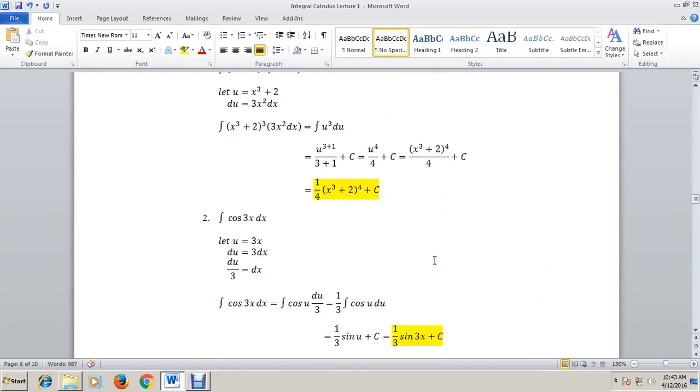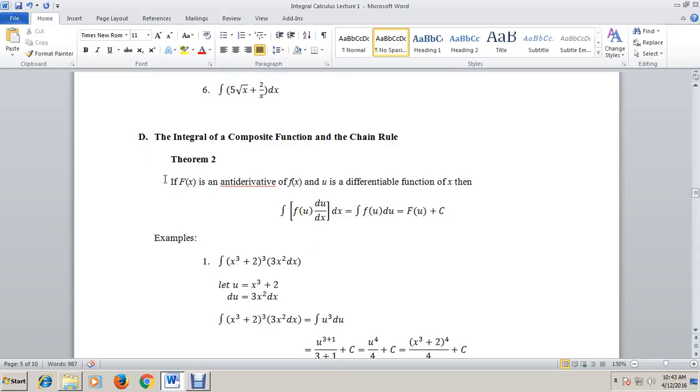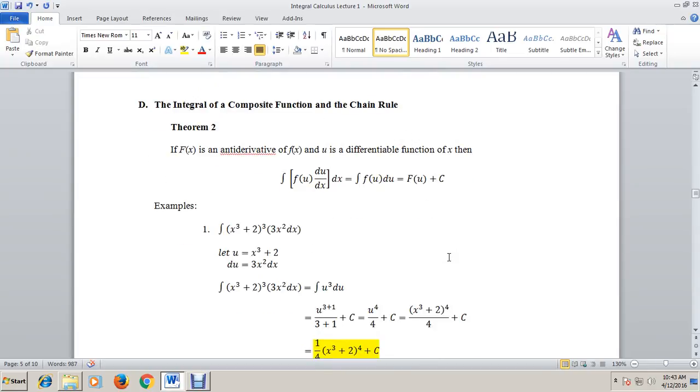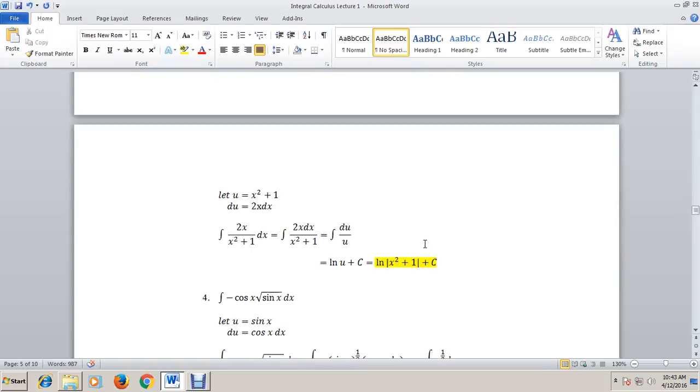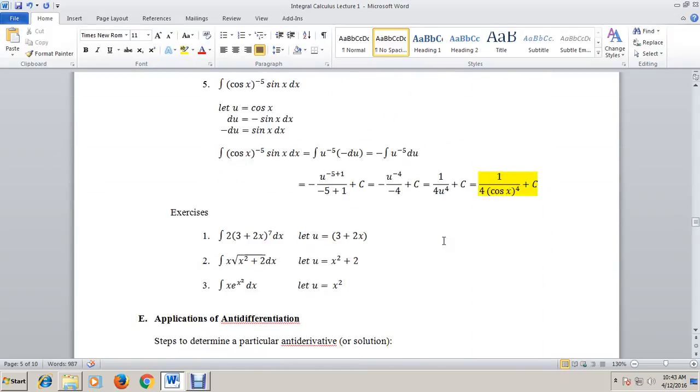So we are done with the integral of the composite function and the chain rule. Now I am expecting that you will also answer the exercises. Try to notice in the exercises that you're already given the suggestion of which part of your integrand you will be representing as your u. So in the first exercise, the expression 3 plus 2x is suggested as your u.